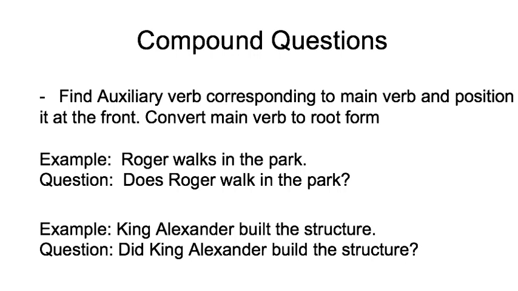We move on to our next set of questions, which are compound questions. To tackle them, we find the auxiliary verb corresponding to the main verb and position it at the front. Then we convert the main verb to its root form. So for example, we have the sentence and we add an auxiliary verb, which is does. We convert the main verb to its root form and add a question mark. The second example works the same way.